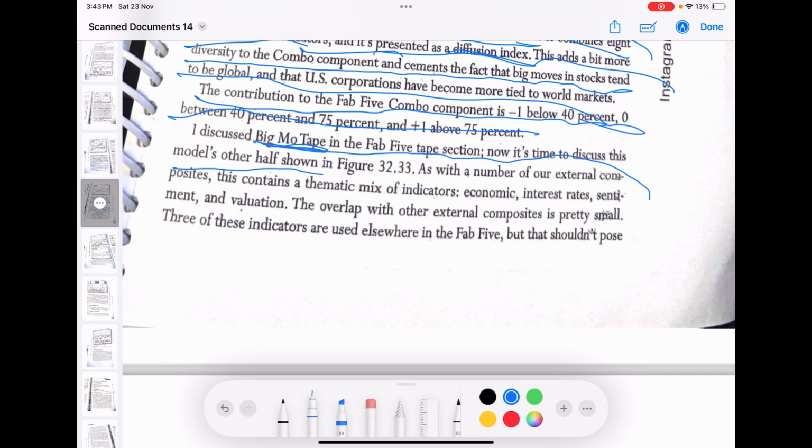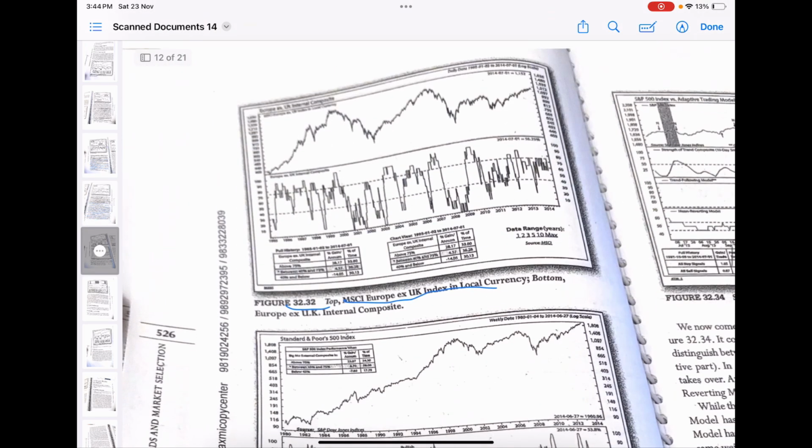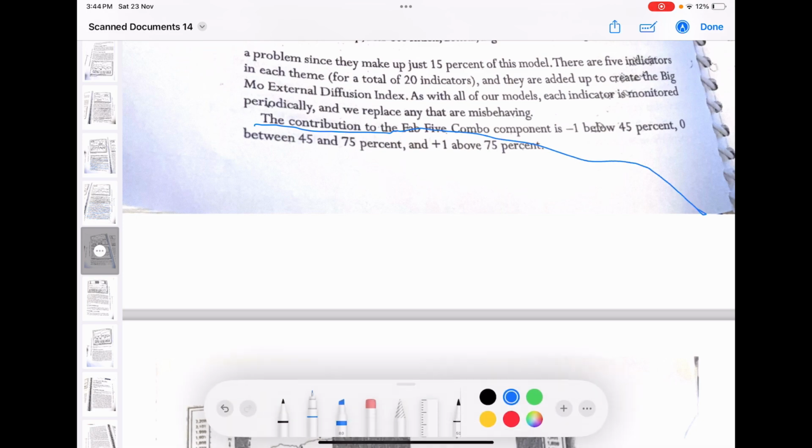Now it's time to discuss the model's other half. As with a number of our external composites, this contains a thematic mix of indicators: economic, interest rates, sentiment, and valuation. The overlap with other external composites is pretty small. Three of these indicators are used elsewhere in the Fab 5, but that shouldn't pose a problem since they make up just 15% of the model. So the contribution of this is -1 below 45%, 0 between 45 and 75, and +1 above 75%.